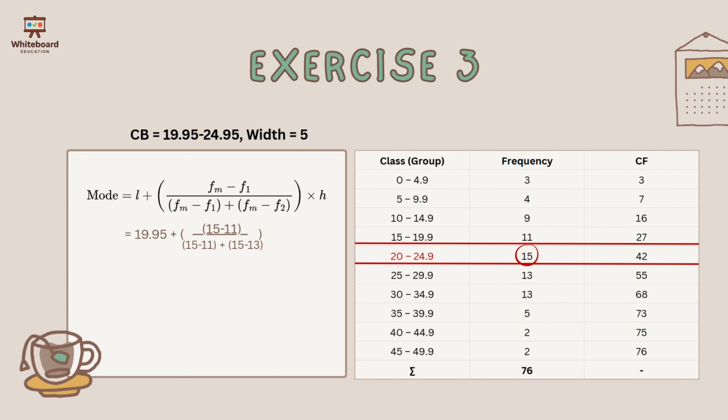Plus brackets, fm 15 minus f1, the preceding frequency 11, over 15 minus 11 plus 15 minus f2, the frequency after the modal class which is 13, multiplied by the width 5. Calculate everything, and the answer will be 23.28. I hope you understood these topics well now.